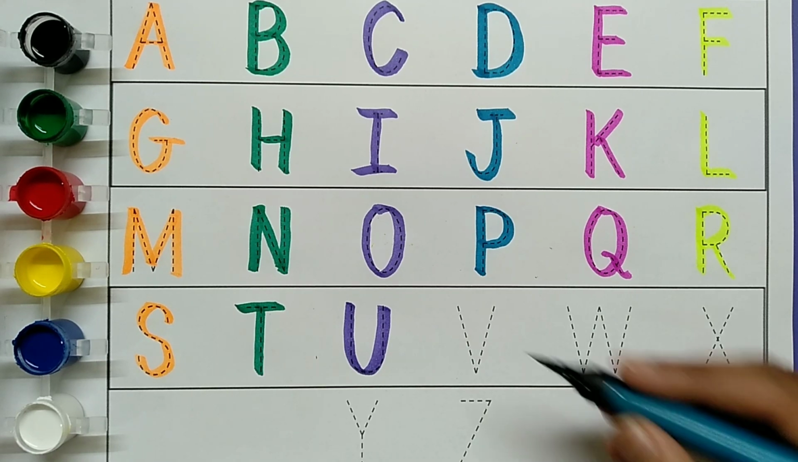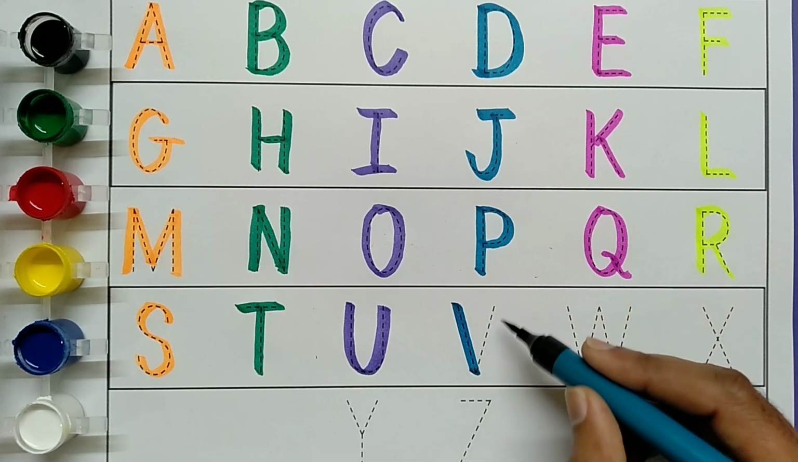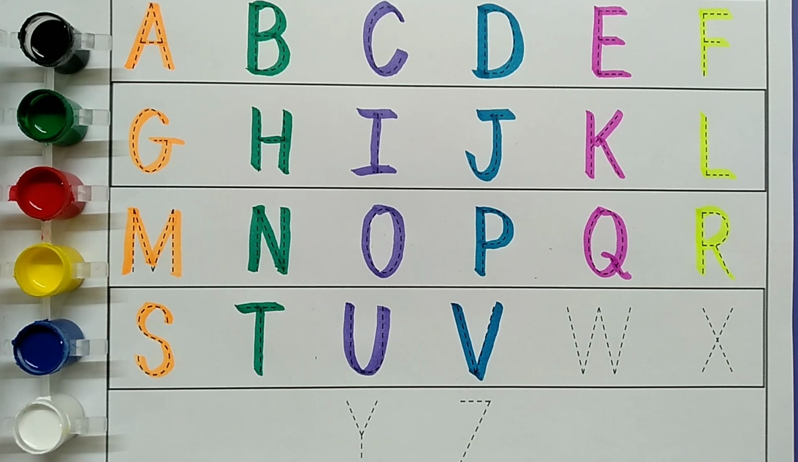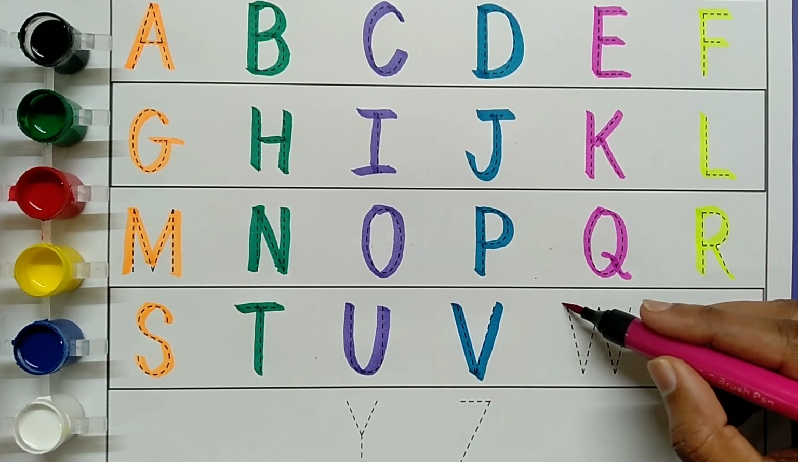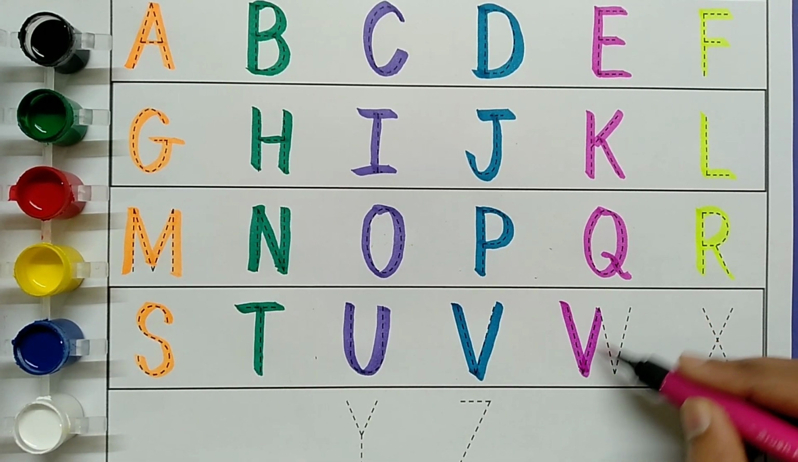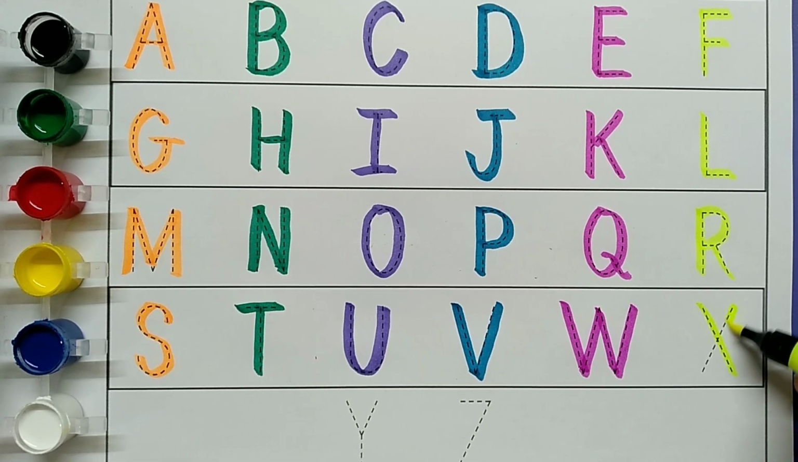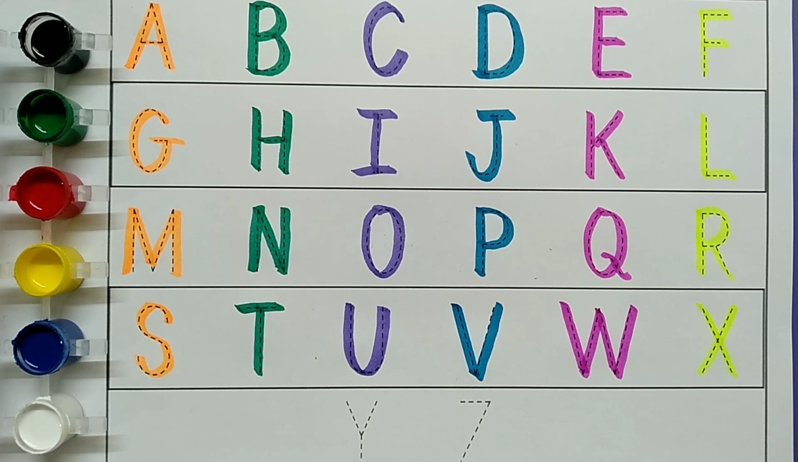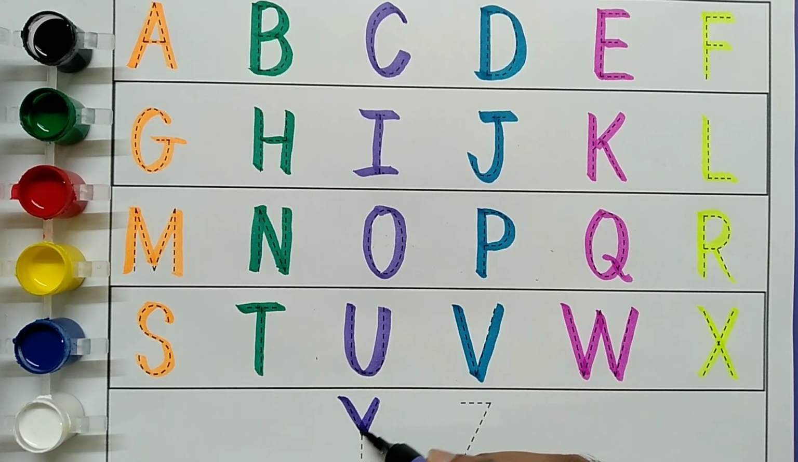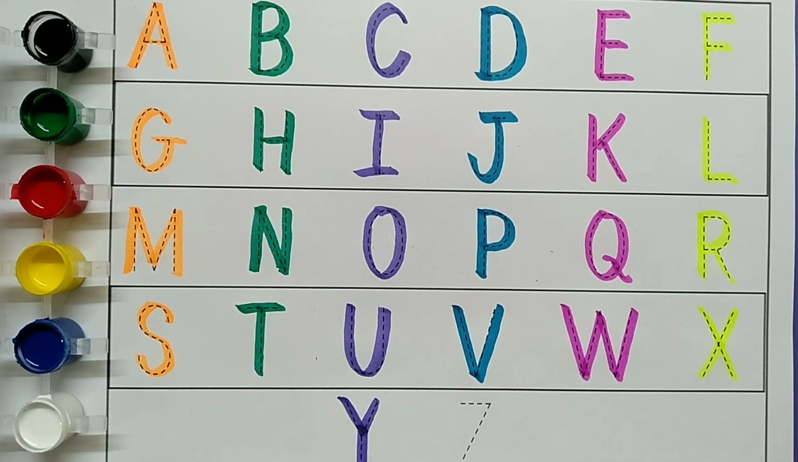V. V for vein. W. W for watch. X. X for x-ray. Y. Y for yak. Z. Z for zebra.